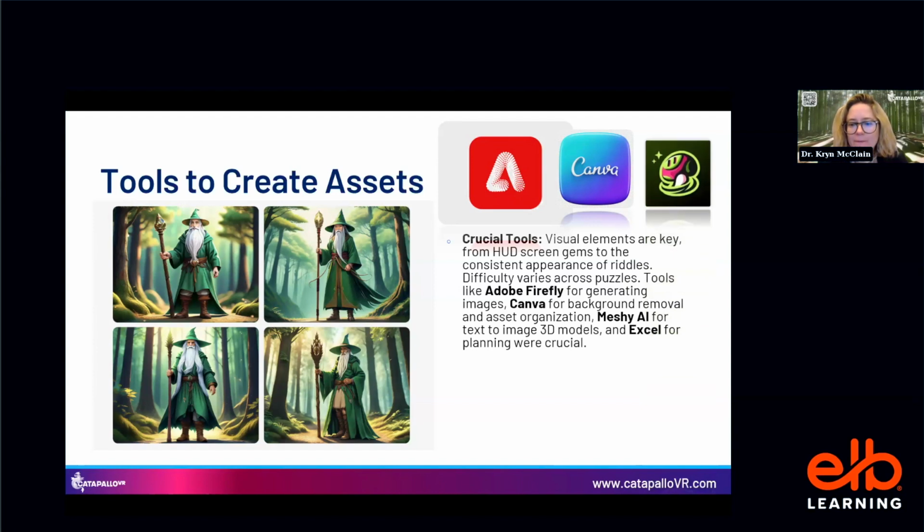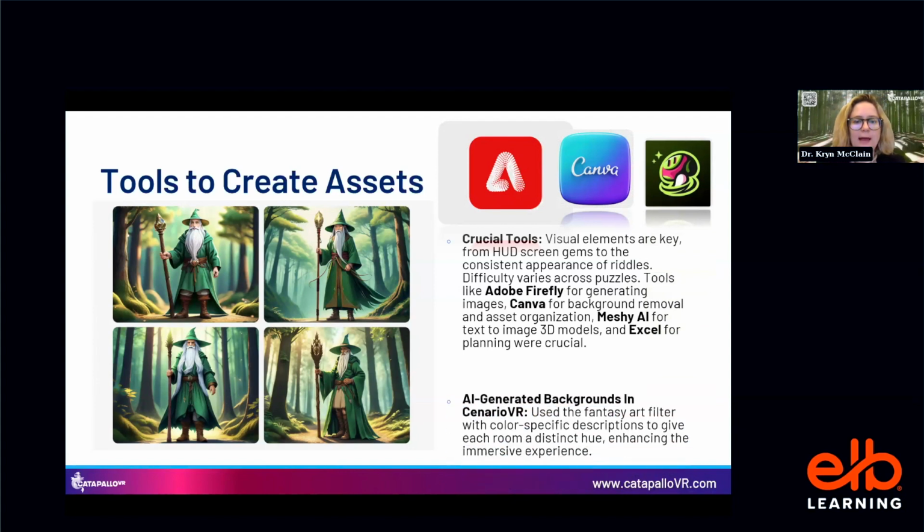And then I also found Meshy AI, which is totally free, and it's text to image 3D models. That's a great way to get some of those 3D models if you're looking to move some shapes, but you don't have that maybe 3D modeling background, or you don't have someone on your team to create that.